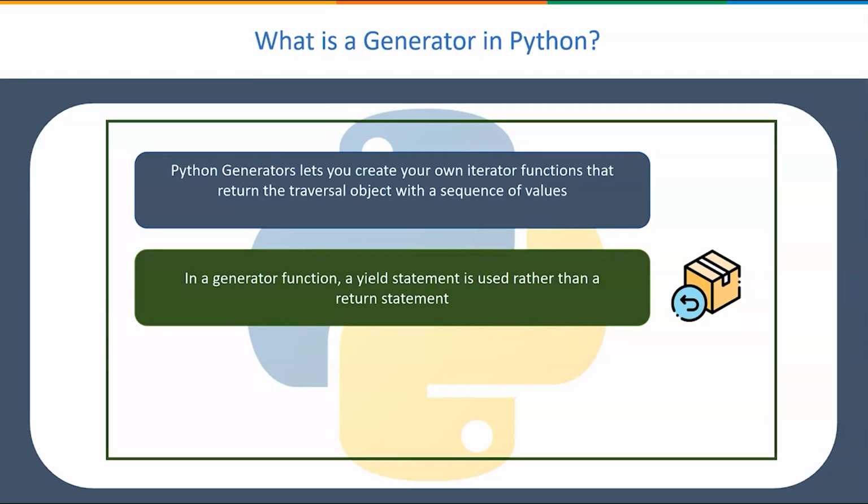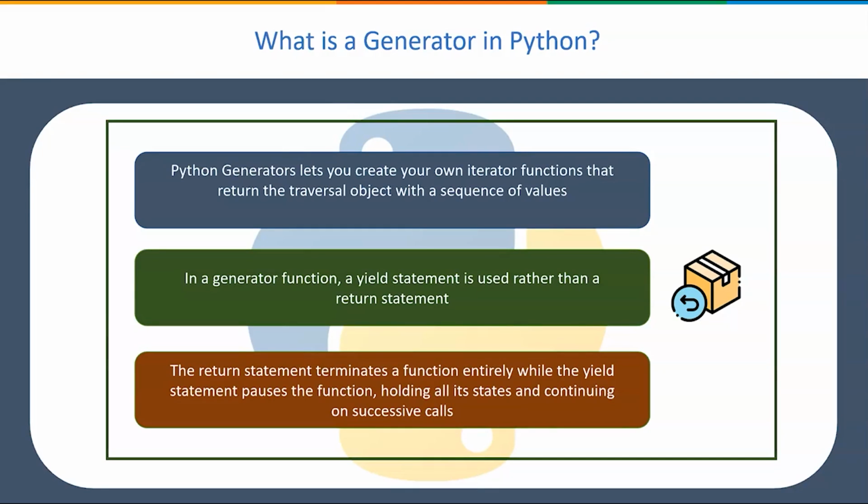Now, another important feature in a generator function is that a yield statement is used rather than a return statement. The return statement terminates a function entirely if you use it within the function, while the yield statement pauses the function where it is, holding all its state, all its variables and their values, and then continues on successive calls. In a generator function you use yield, and I will talk about the utility of this yield statement and how it helps in generating pipelines. But just to hold a thought and understand the concept, the yield statement holds the processing of the function at that point. And if you invoke that generator function again, it starts from where you left off.